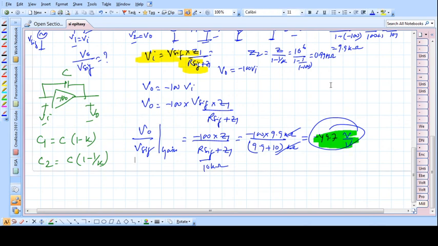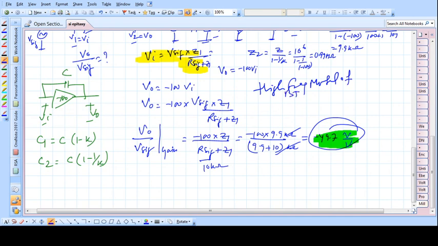It can be widely used in solving the high frequency model. Suppose in a high frequency model of BJT or MOSFET, we can use Miller theorem to solve the gain.